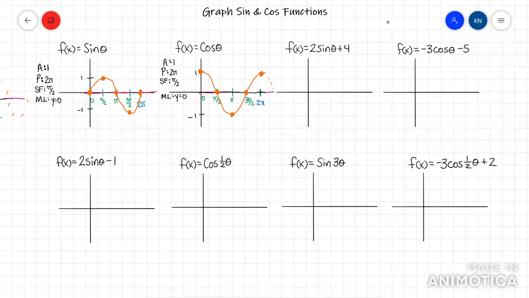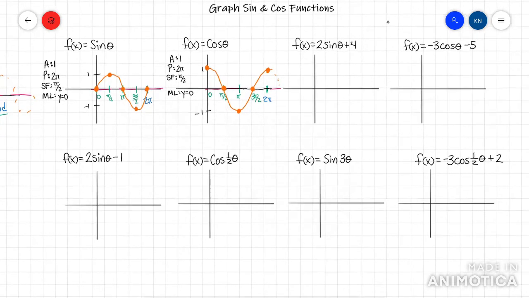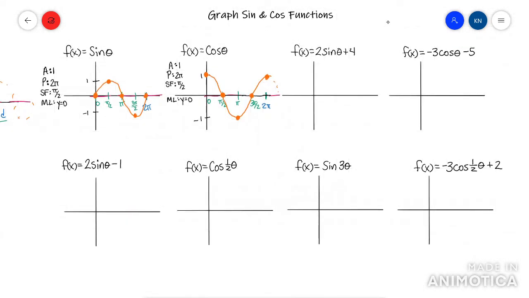All right, now what's going to happen is they're going to apply some transformations to this, whether it's a stretch, whether it's a shift, that kind of thing. So let me show you how this works. The first number is your amplitude. Because you're stretching it vertically, so this particular one, the amplitude is 2.